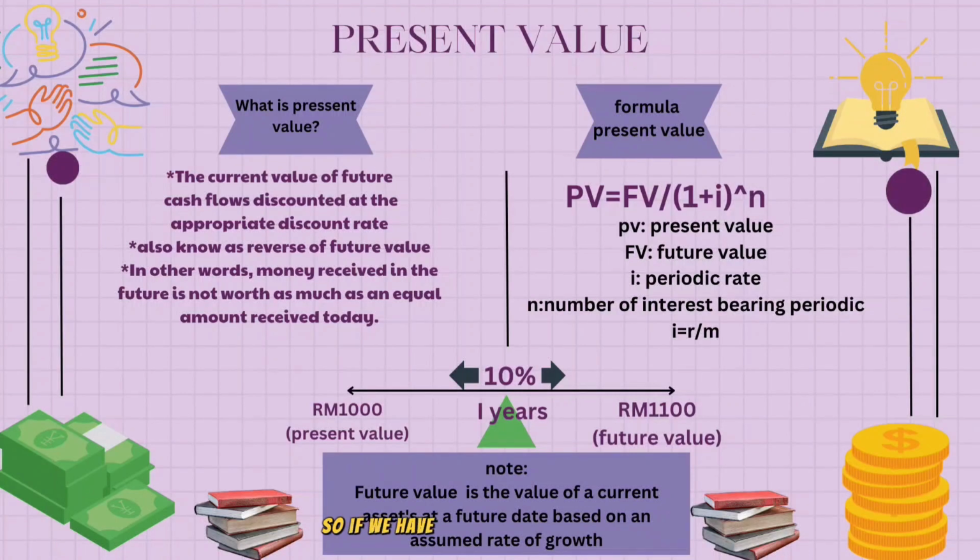So, if we have a problem to find the present value, we can use the formula in the slide, where PV equals FV divided by (1 plus i) to the power of n, where PV is the present value, FV is the future value, i is the periodic rate, and n is the number of interest-bearing periods. If we want to find the periodic rate, we can use the formula in the slide.